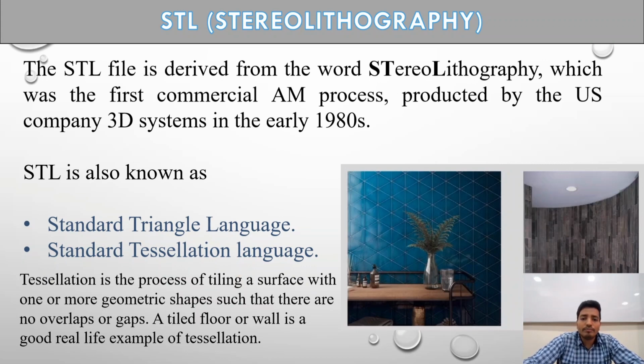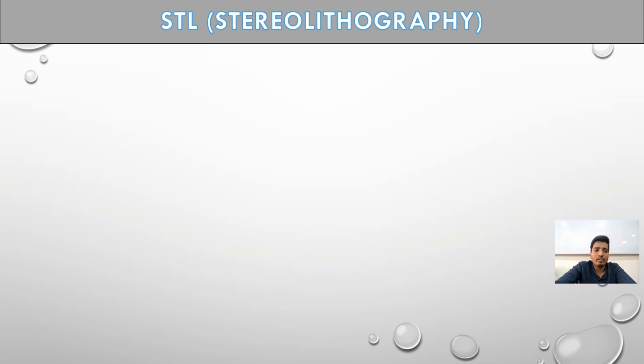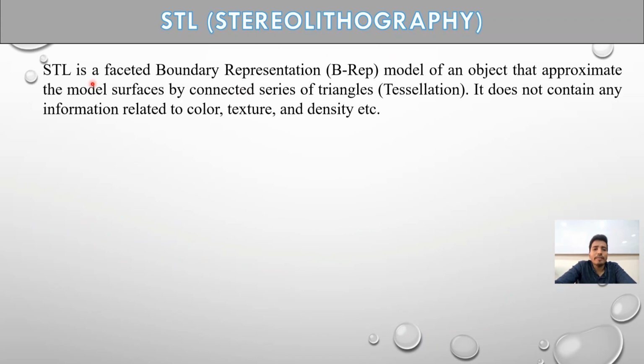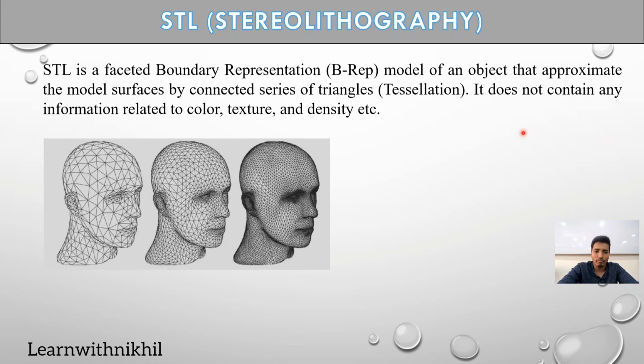So moving forward, STL is basically a facet boundary representation. It is a facet boundary representation model of an object, any object, that approximates the model surfaces by a connected series of triangles. In this image you can see the facet boundary representation. It covers the entire surface, and the entire surface is connected by a series of triangles.